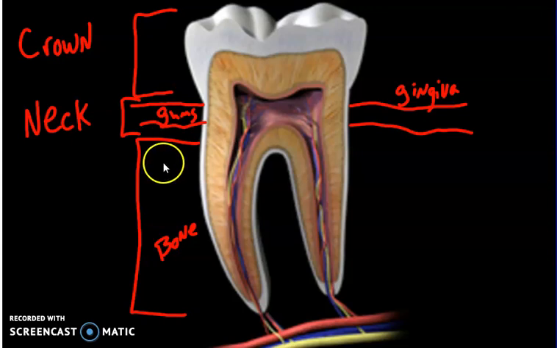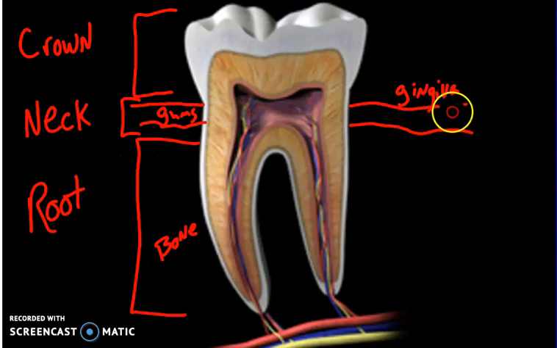Now, this should also be familiar. The part of the tooth that's embedded into the bone is called the root. So we have 3 parts of your tooth. We have the crown, the neck, and the root.